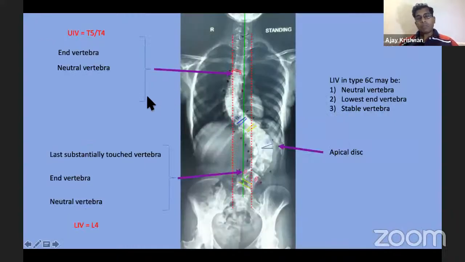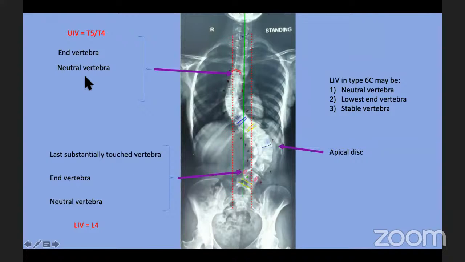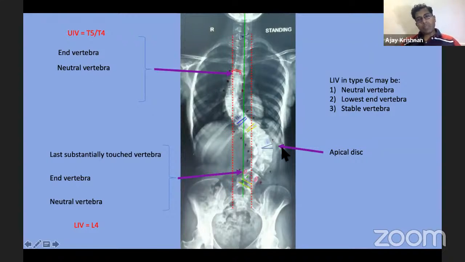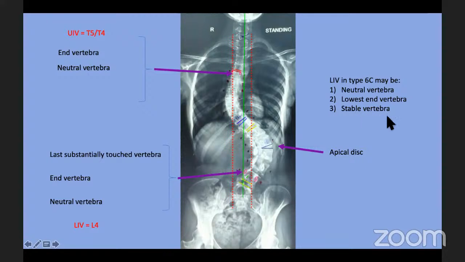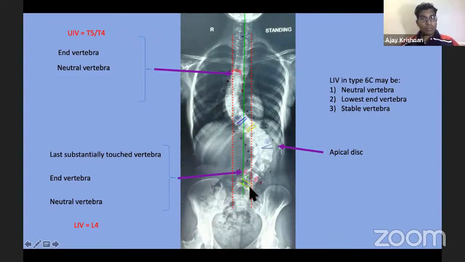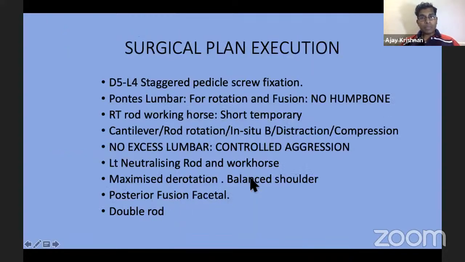So that may mislead you. For planning the surgery of this patient, the apical vertebra being L1-2, the neutral vertebra, the lowest end vertebra, and the stable vertebra were all taken into account for planning the lower end, and the upper end remains the same. It is the upper end of the upper curve. So it is T5 here, which was taken for this case. At the same time, for the lower, this is the last touched vertebra, which happens to be the end vertebra as well as the neutral vertebra. So L4 was taken as the lower end vertebra, and the surgical execution was directly a staggered fusion from D5 to L4.